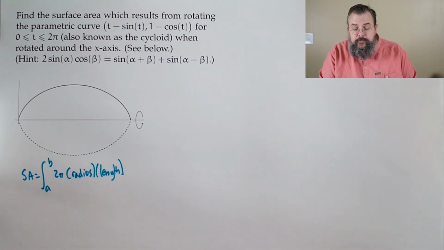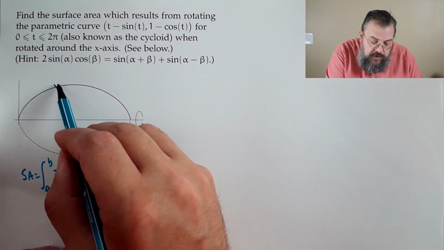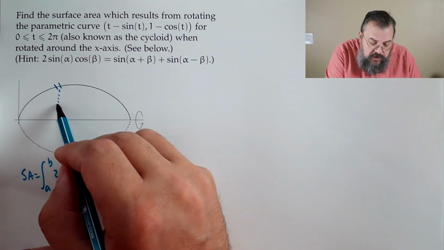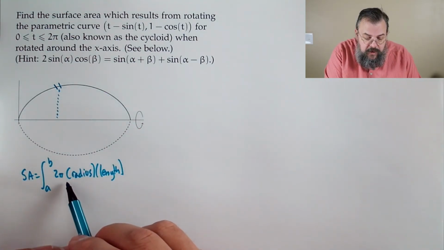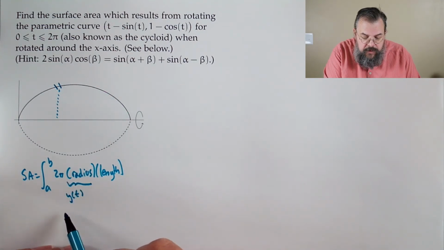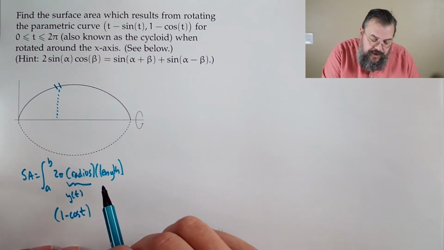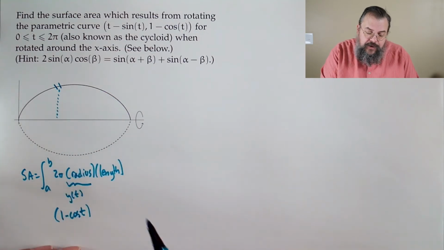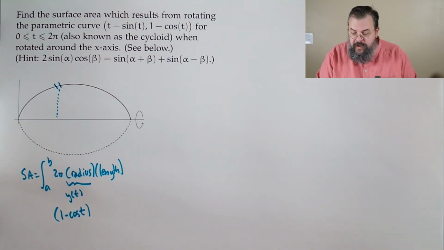Okay. Well, our radius, the idea is we're going to chop into little pieces. We go down here to the x-axis. So our radius would be our y of t, which is 1 minus cosine t. All right, well, that's great. What about the length? That is probably where we're going to spend most of our time on this problem. So let's think about what happens here.